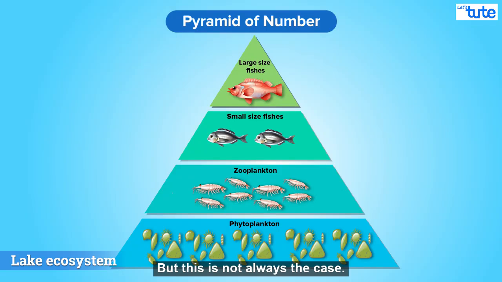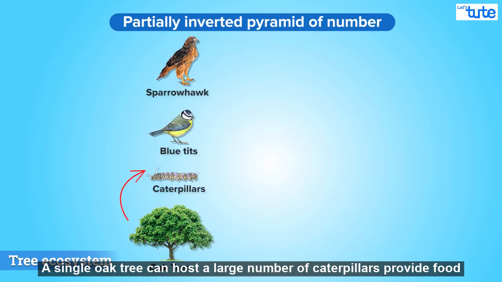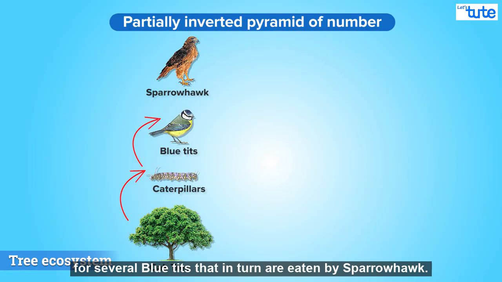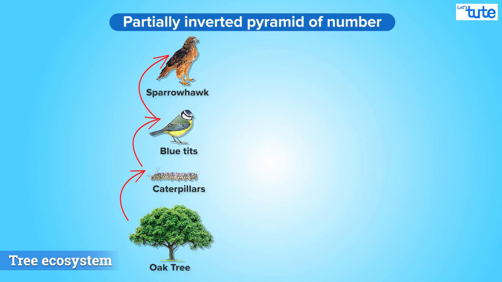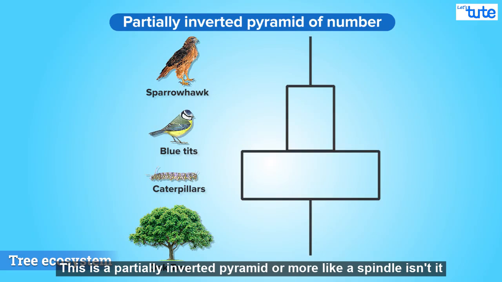But this is not always the case. The pyramid of numbers is not always upright. Just consider a tree ecosystem. A single oak tree can host a large number of caterpillars. The caterpillars provide food for several blue tits that in turn are eaten by sparrowhawk. Now check the structure of the pyramid. This is a partially inverted pyramid, or more like a spindle, isn't it?